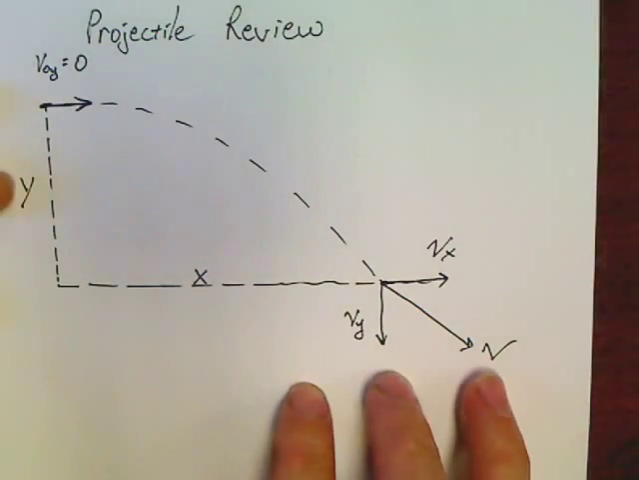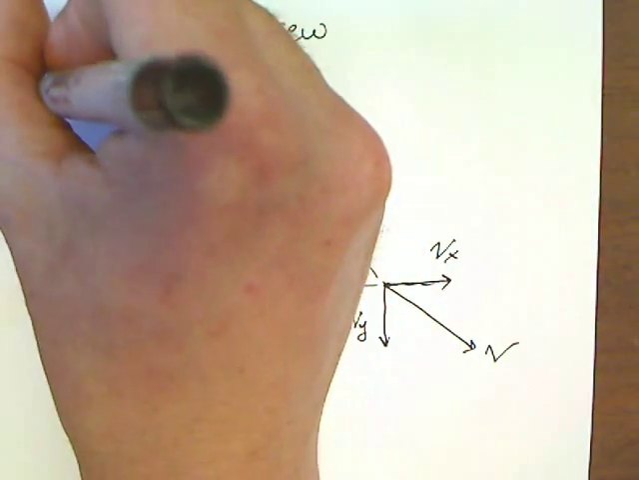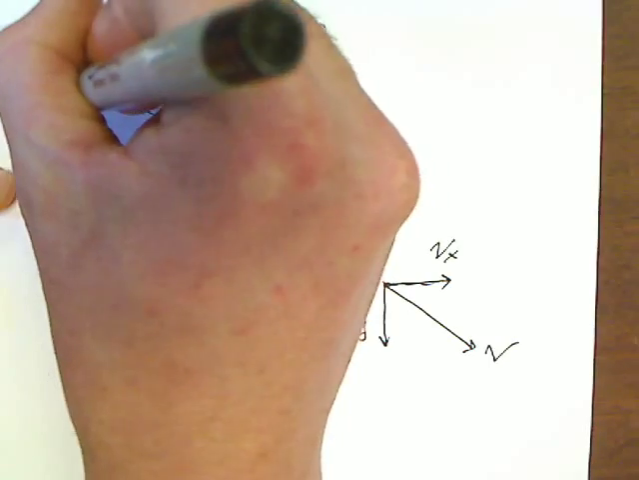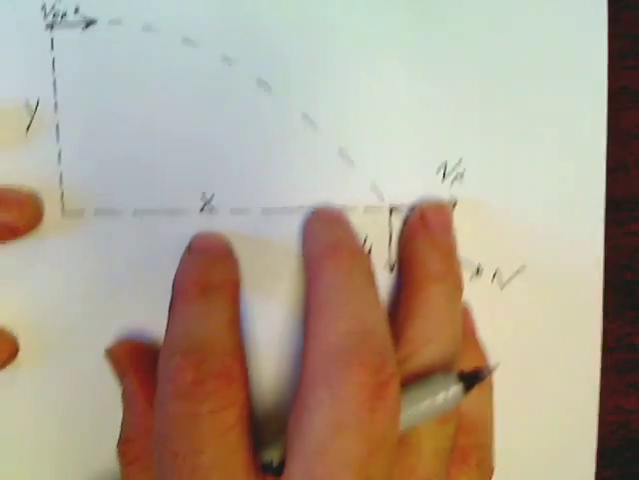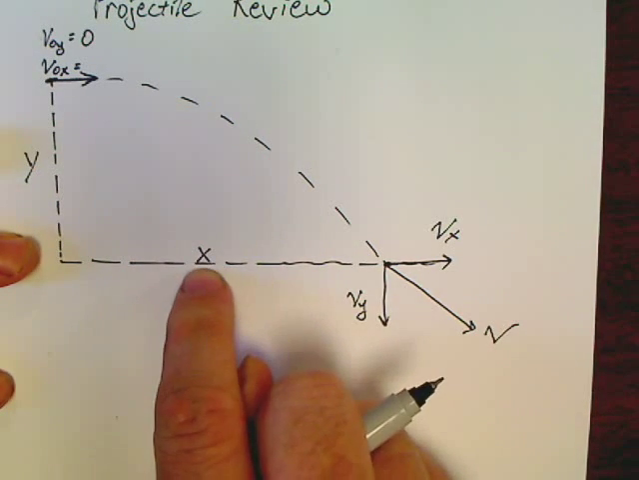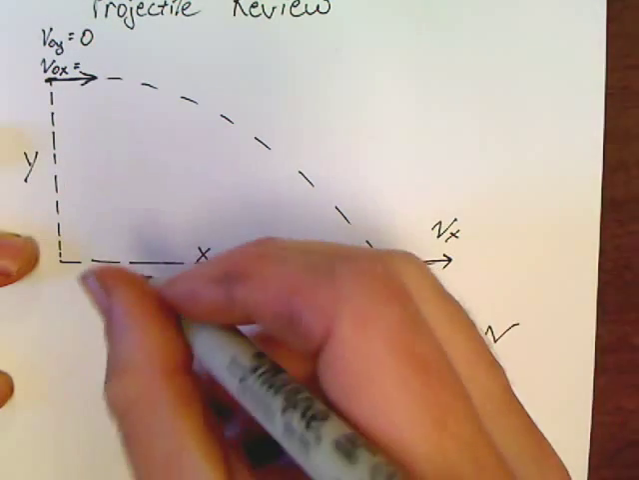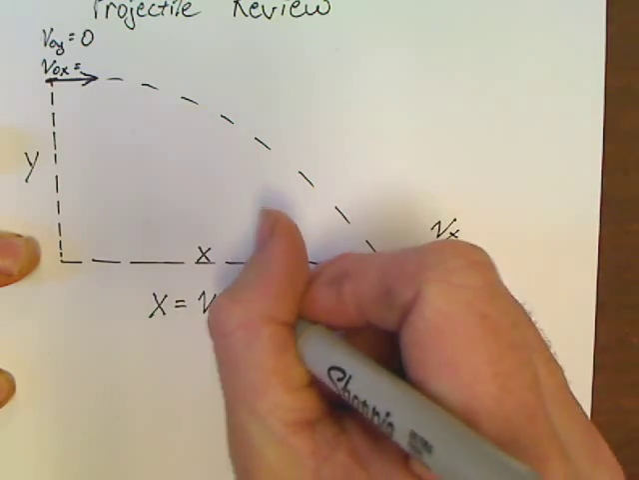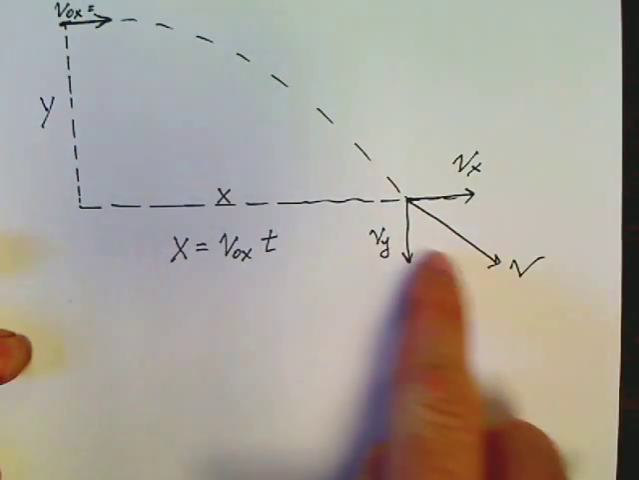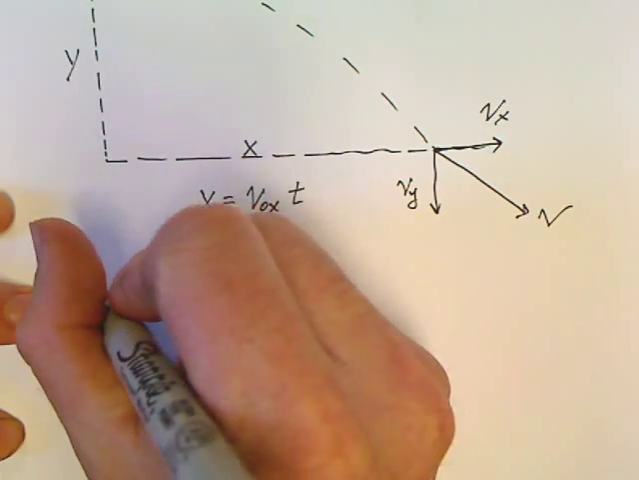This is your variables. You'll usually have your VOX. It may ask you to find your VOX. Just stick to your basic projectile equations. What's the only equation good for the x direction of a projectile? X equals VOXT. There. What are your equations for the y dimension?